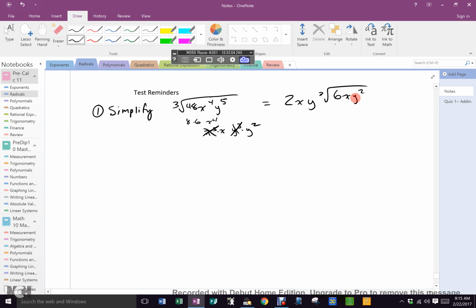Everybody should be able to do that. Is everybody good at that? If you're not, you've got 24 hours to get good at it. Two, you need to be able to add and subtract radicals.